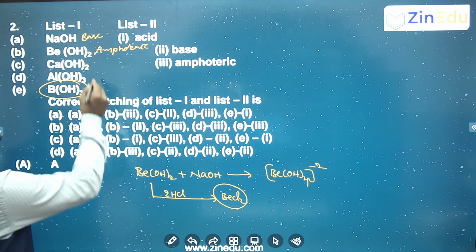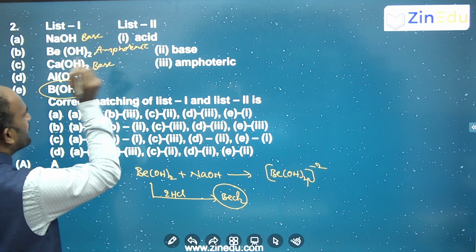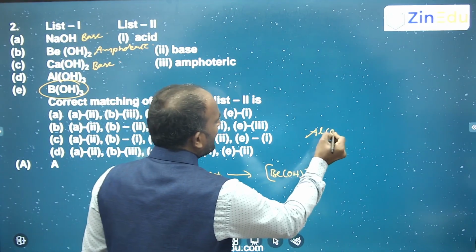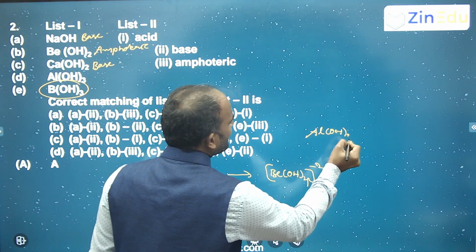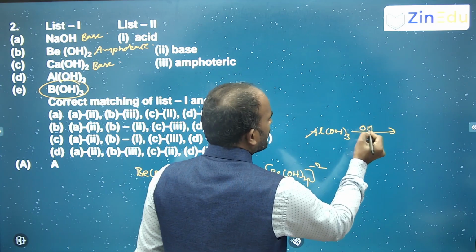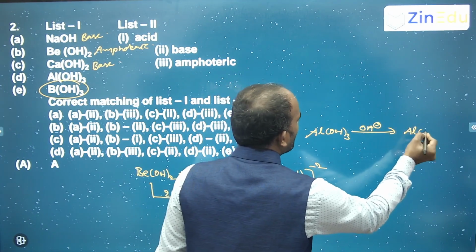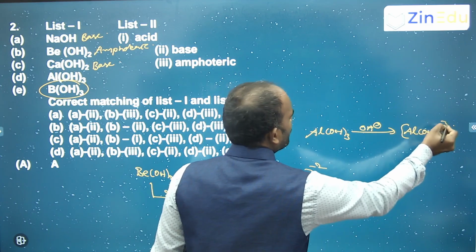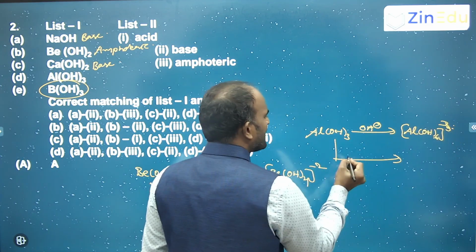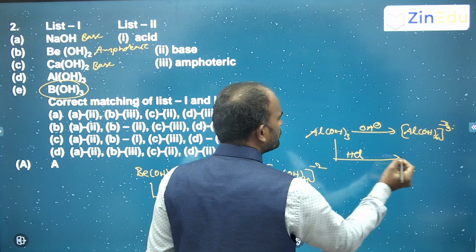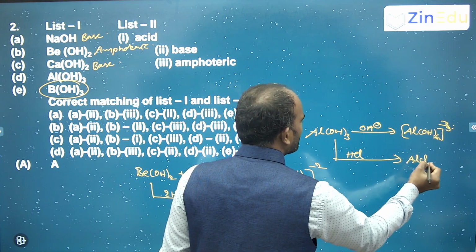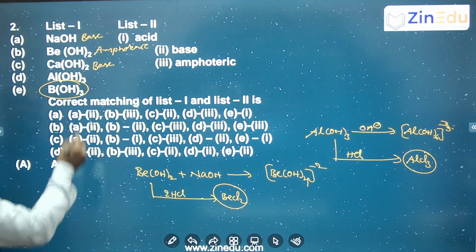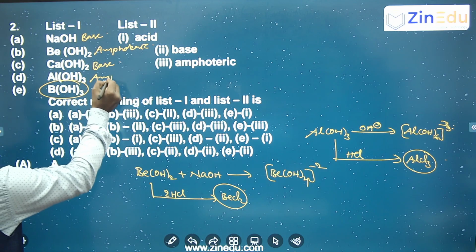Calcium hydroxide is absolutely a base, no doubt about it. Aluminum hydroxide, again, is amphoteric in nature. Whenever we react aluminum hydroxide with base, it is going to give us the octahedral complex Al(OH)6 3 minus. When it is reacted with HCl, it is going to give AlCl3. So it reacts with both acid as well as base. This is also amphoteric in nature.